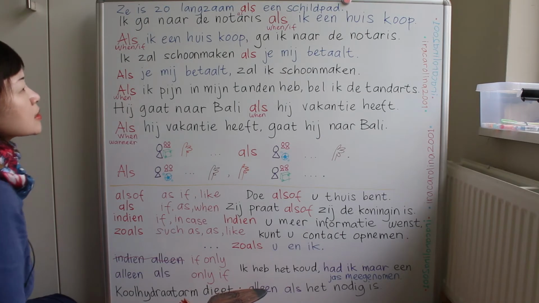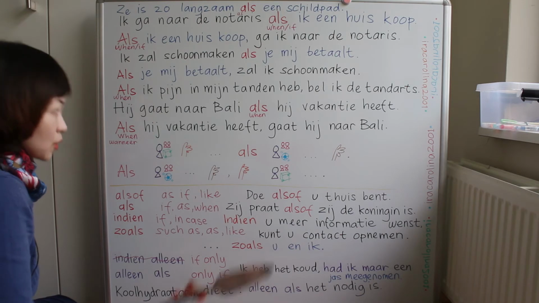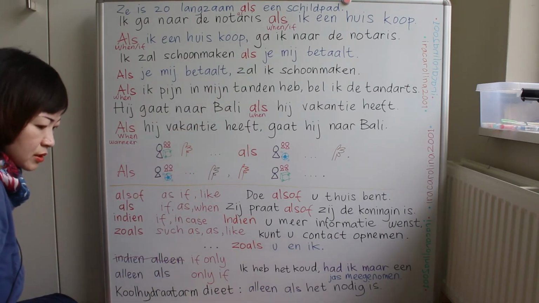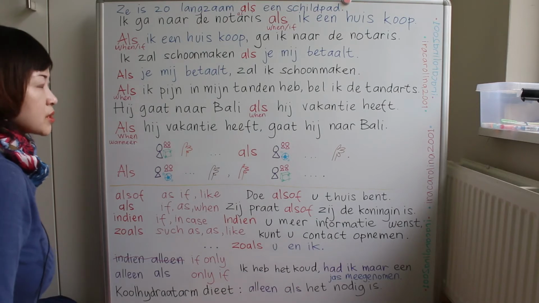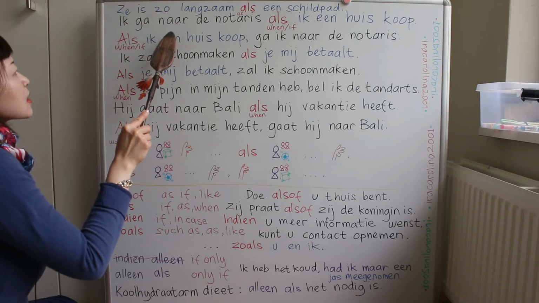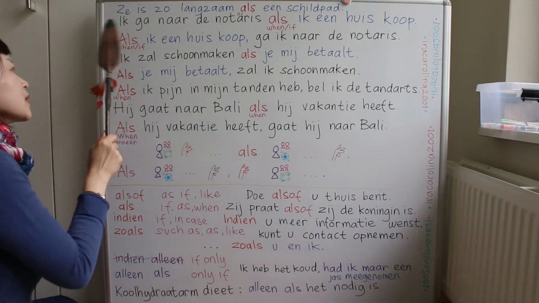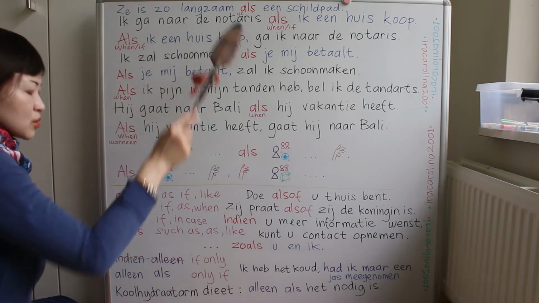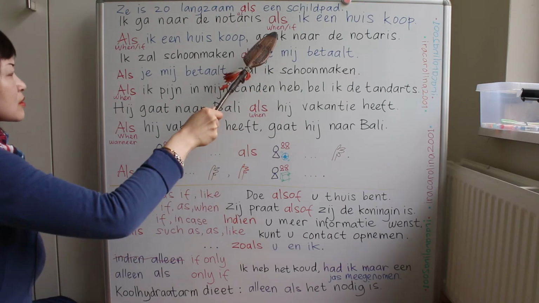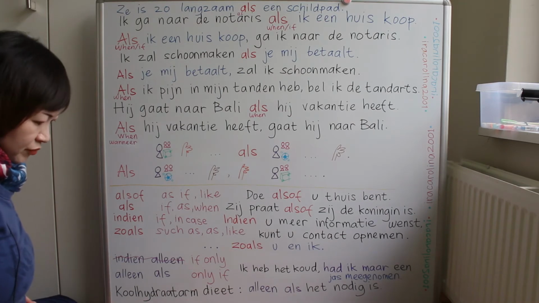And the second sentence, this "als" can be "when", can be "if". It depends how you interpret the sentence. "Ik ga naar de notaris." I go to the notary. "Als", so it can be "when", it can be "if".